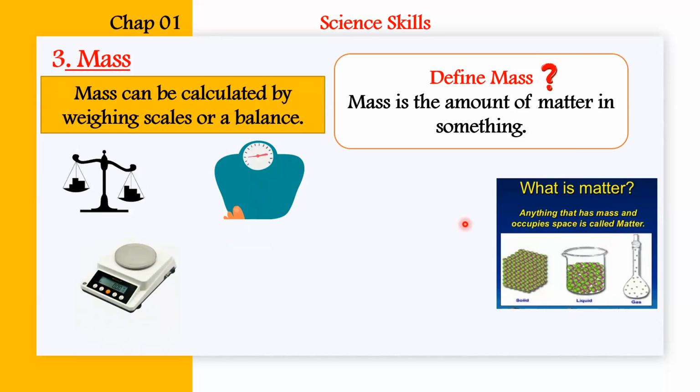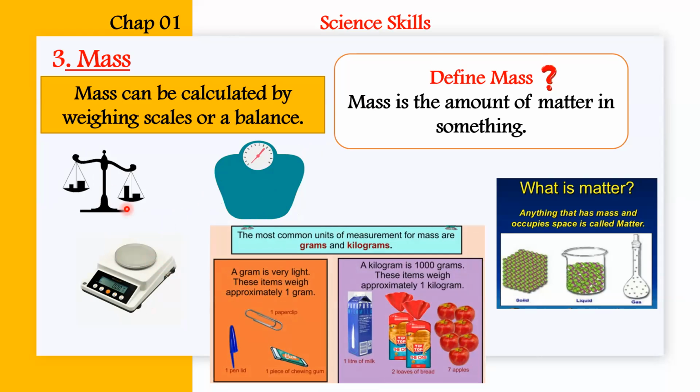Mass can be calculated by a weighing scale or a balance. You can clearly see these are different photographs of measuring instruments. All these instruments are used for measuring mass. These are weighing scales, and this is a balance, where on one side you put the object, and on the other side you put some weights and balance them. That will give you an idea about the mass of that object.